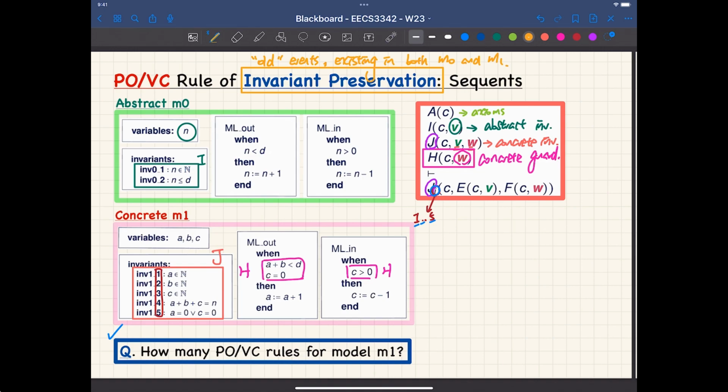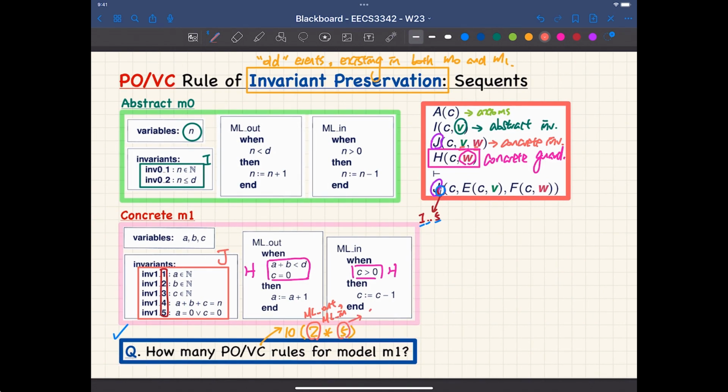So the answer for this question is 10, which is 2 multiplied by 5. The 2 over here is ML out and also ML in, the 2 old events that exist in both the concrete and the abstract world. And the 5 over here is the 5 invariants in M1. Let's show you 2 of them. For the 2 of them, there is also some invariant preservation proof, which I'm going to leave as exercises for you. But let's now at least know how to formulate them, which is a very important first step.